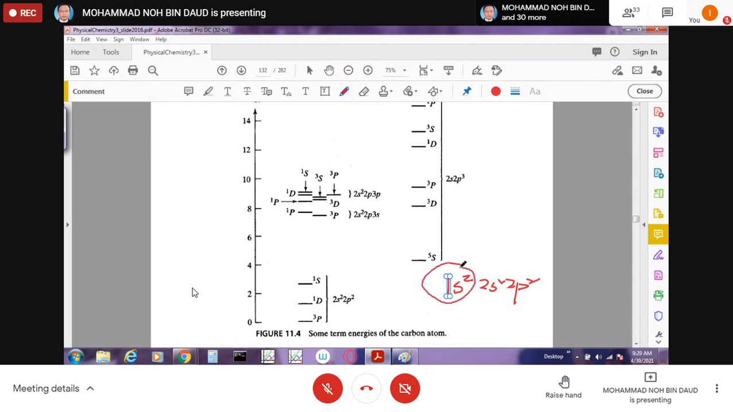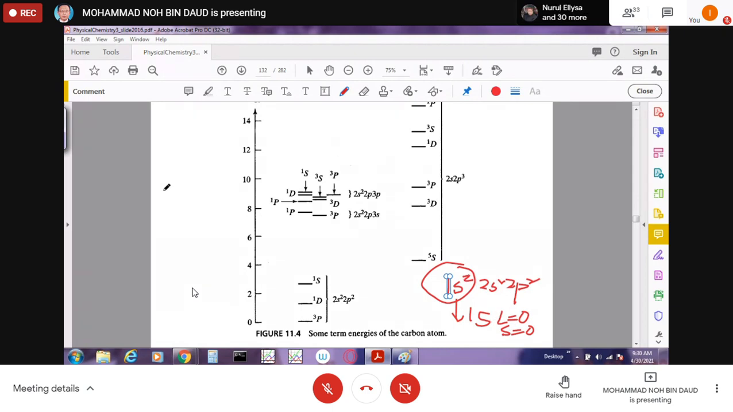This always will give singlet S, where L is 0, S is 0. When we combine with another quantum number here, it is 2s2 2p2. This L0 and S0 do not actually change the last quantum number, the total quantum number for L and S.